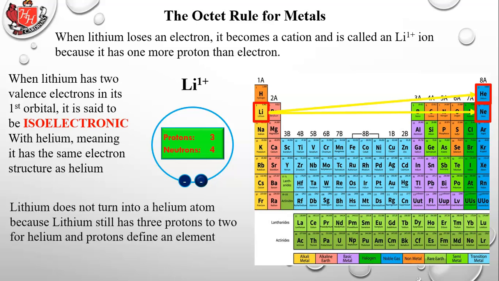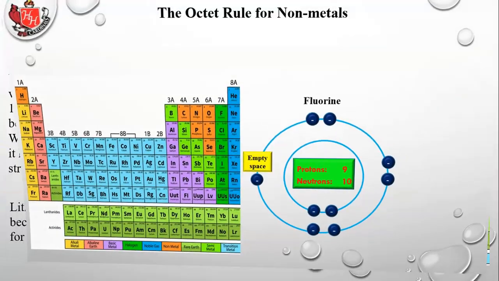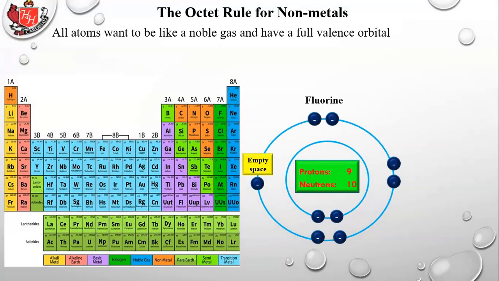But lithium does not turn into a helium atom because lithium still has 3 protons to 2 for helium, and it's the protons that define the identity of an element. So all atoms want to be like a noble gas and have a full valence orbital.